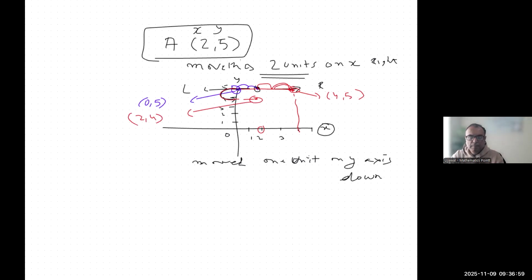Okay. I ask you another question now. I have moved 2 units on the right and 1 unit up. Give me the new position. I am at 2, comma 5 still. 2 units on the right and 1 unit up.